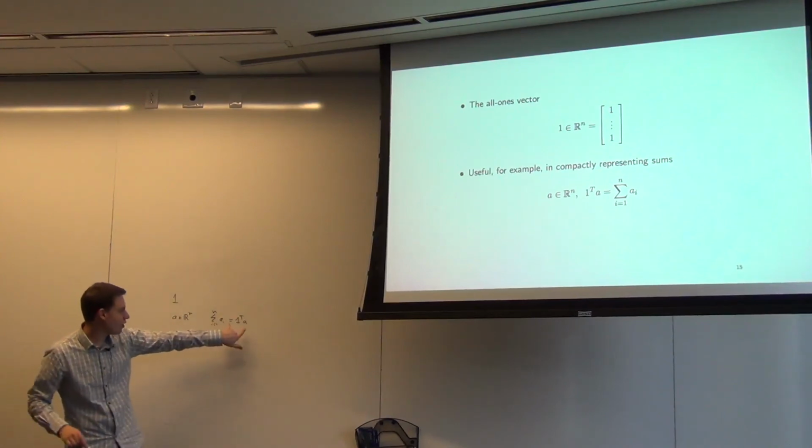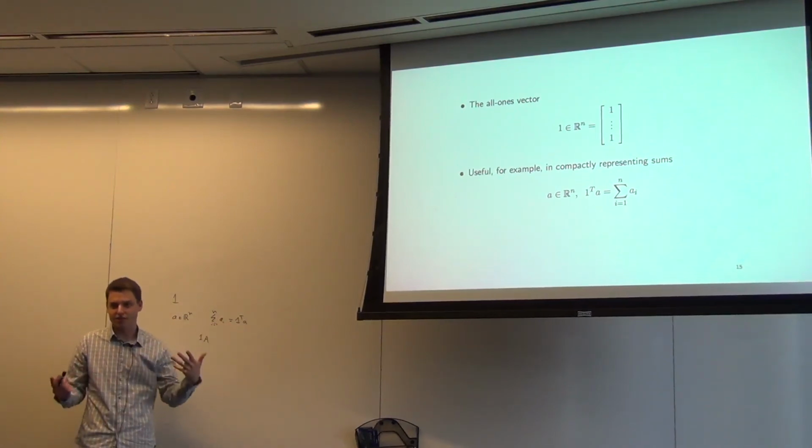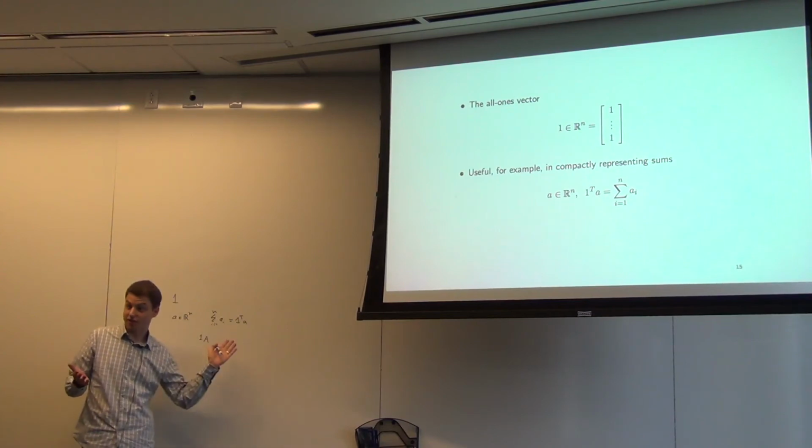Because here, 1 has to be a vector. It could not be a scalar. It wouldn't make any sense, right? This is a scalar.